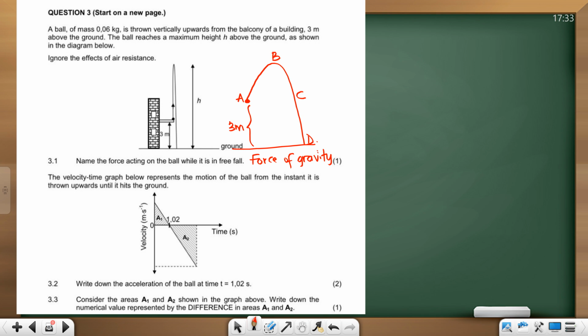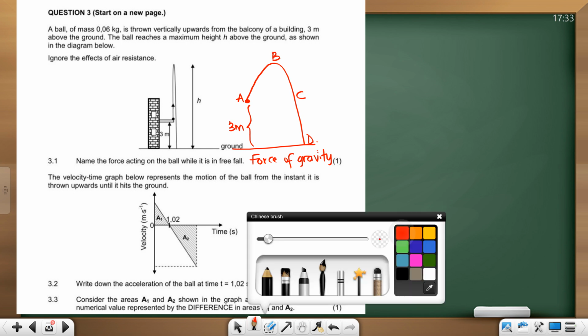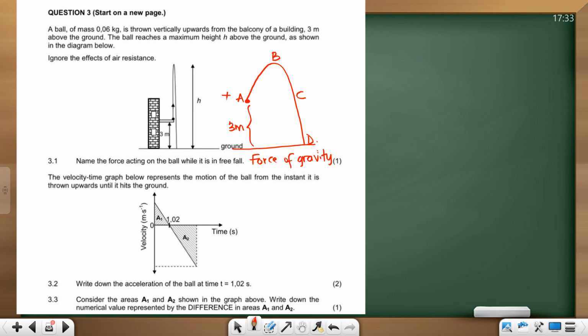Now, acceleration. Guys, let's quickly look at something before we even answer this question. Let's connect the graph and the sketch. If I were to draw a velocity time graph, let's take upward as positive. So that will be positive, that will be 0, negative, and negative.